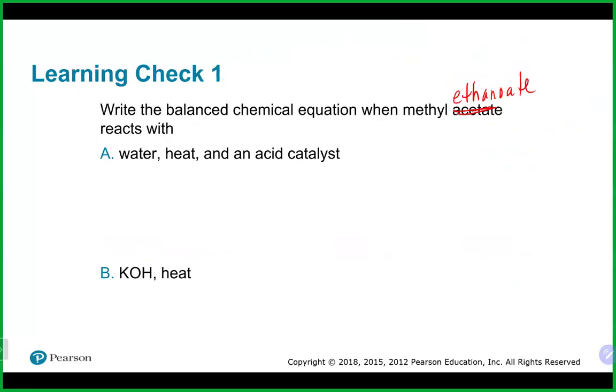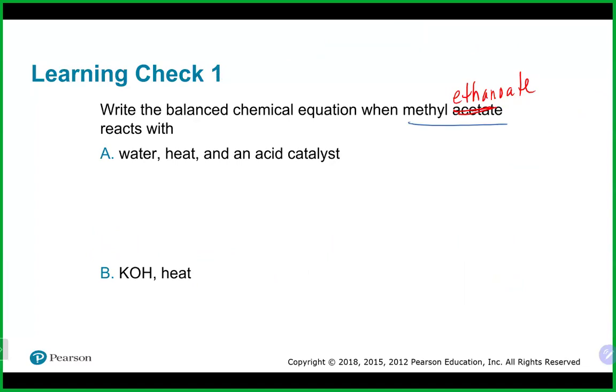All right, so why don't you try both of these: write the balanced equation and draw out what you get when you take methyl ethanoate and do it with water, heat, and an acid catalyst, and then do it on the bottom with a little potassium hydroxide, which is a strong base. So two different reactions, see what you get.